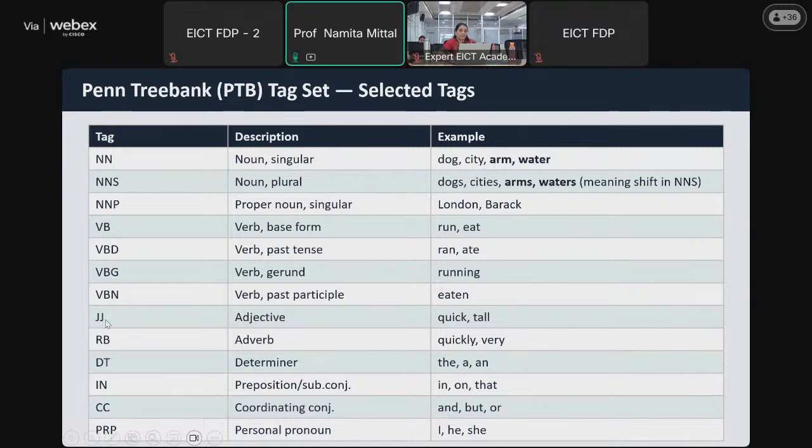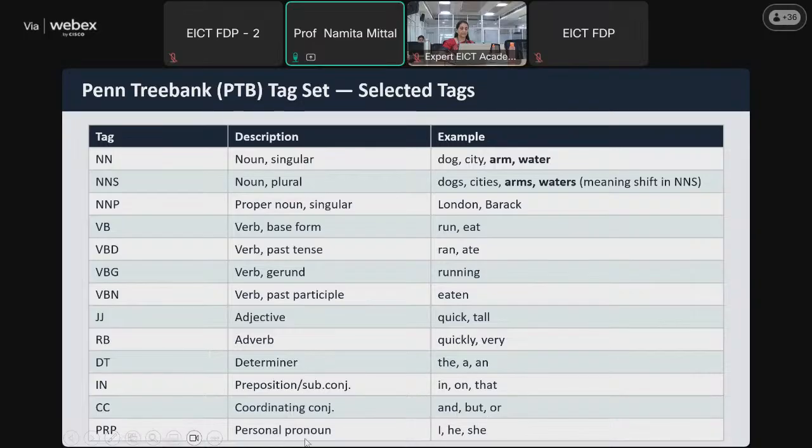Adjective, all adjectives are JJ. In terms of Penn Treebank, different treebanks have different nomenclature. We are talking about PTB. So in PTB, adjectives are JJ. So quick, tall, long, short, fat, fast, beautiful, all these are adjectives. Adverbs are quickly, very, fast. Determiners are the, a. IN is used for prepositions in PTB. It is in, on, that, while CC is coordinating conjunctions: and, but, or.